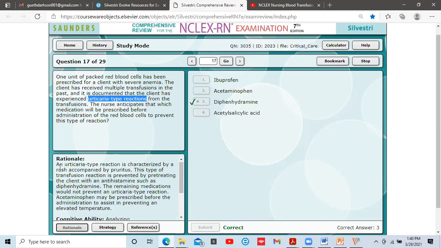Their explanation: the urticaria type reaction is characterized by a rash accompanied by pruritus. This type of transfusion reaction is prevented by antihistamines such as diphenhydramine. That's it for this one.